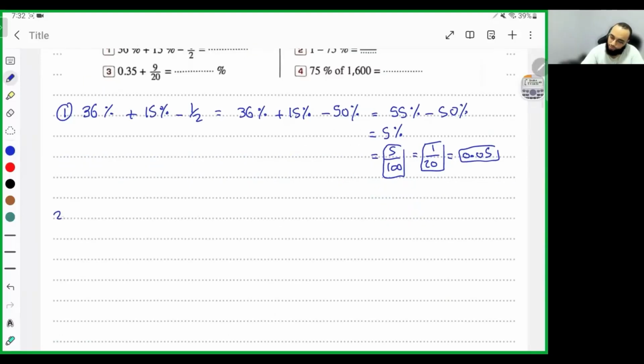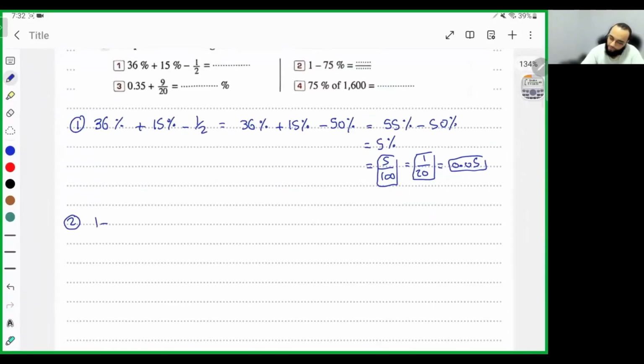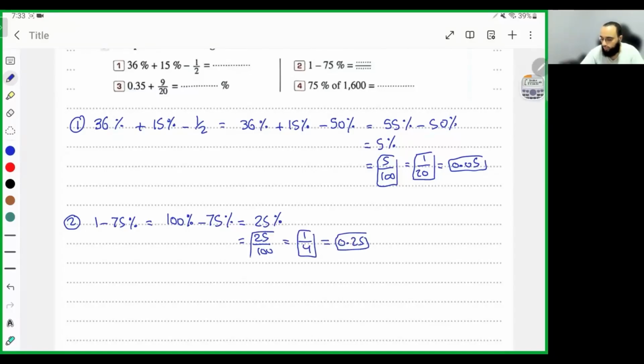On the next one, it's 1 minus 75%. What's the value of 1? The 1 is 100%. It's 100% minus 75%, which is 25%. You can write it as 25 over 100, or 1 over 4, or 0.25. All of them are correct. And 25% itself is correct. Tell me the next.